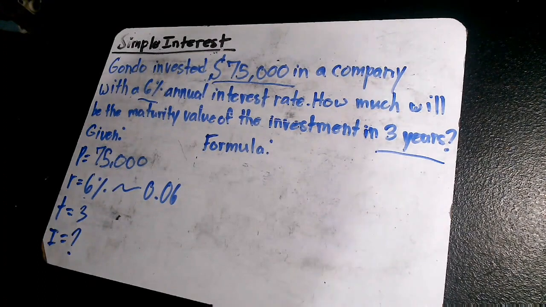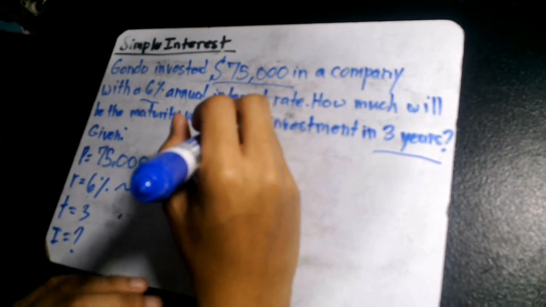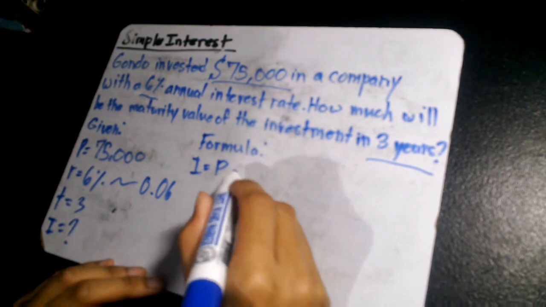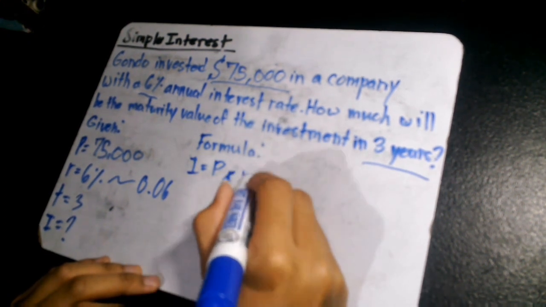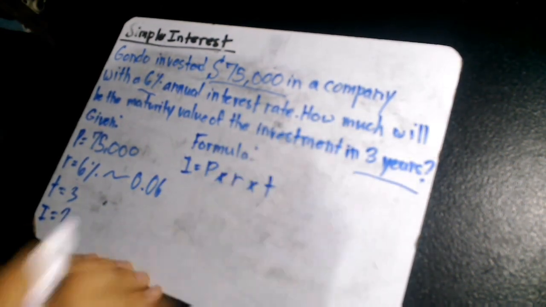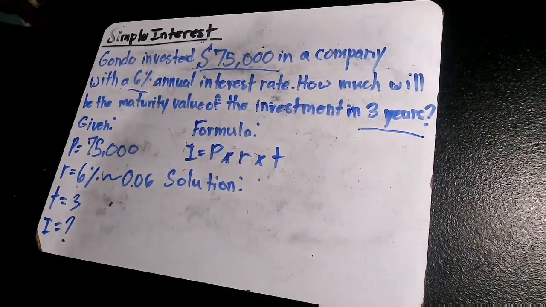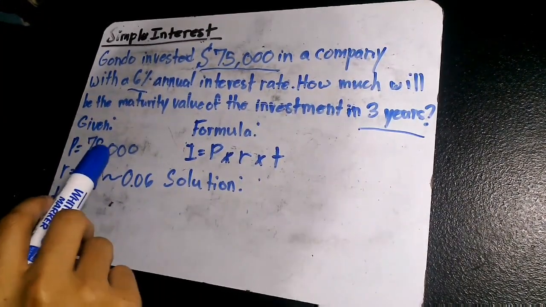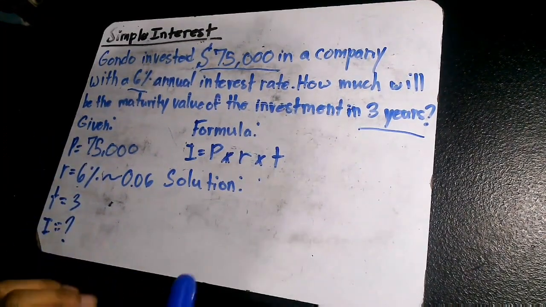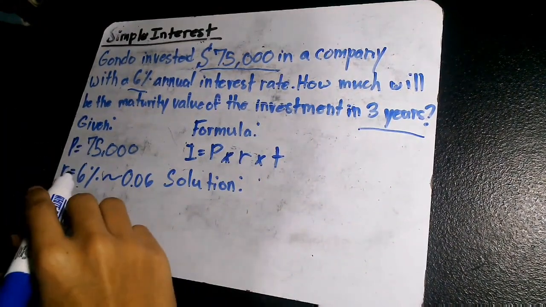The formula will be I, or interest, is equal to P times R, which is rate, times T, which is time. And now, for the solution, or to solve this problem, just transfer the given information, these ones that we have collected, into these formulas.